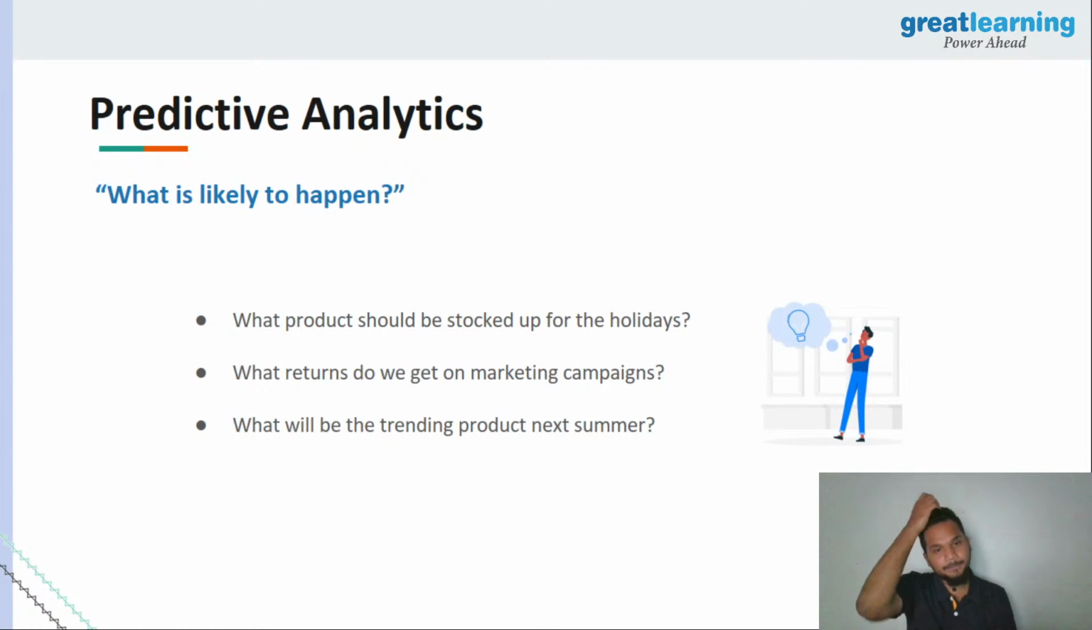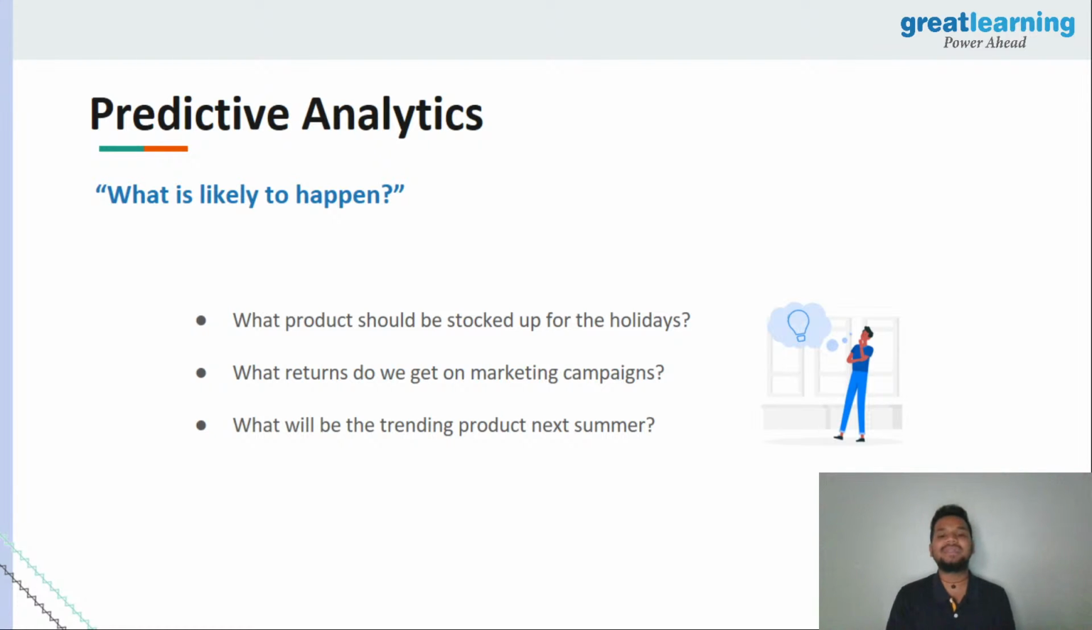Next, what do we get on marketing campaigns? Marketing campaigns is one of these important things where you'll be spending money. Once you spend the money on, let's say, a digital marketing campaign, you need to know what is the return on investment, or the ROI, that you're getting. That is also talked about in predictive analytics.